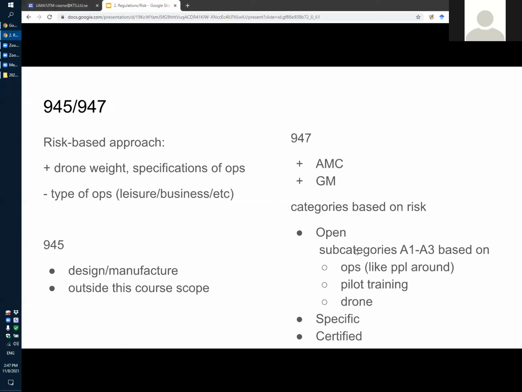And last but not least, we go into 945, 947. So these are from the easy access rules. So they are very much about the risk-based approach, as I already mentioned before. They look at drone specifications like weight and wingspan and, well, it has wings, or the largest dimension of the drone, looks at the specification and operations and tries to understand what kind of risk the drone poses. I'll give some details. Important, it doesn't look at really the type of operation.